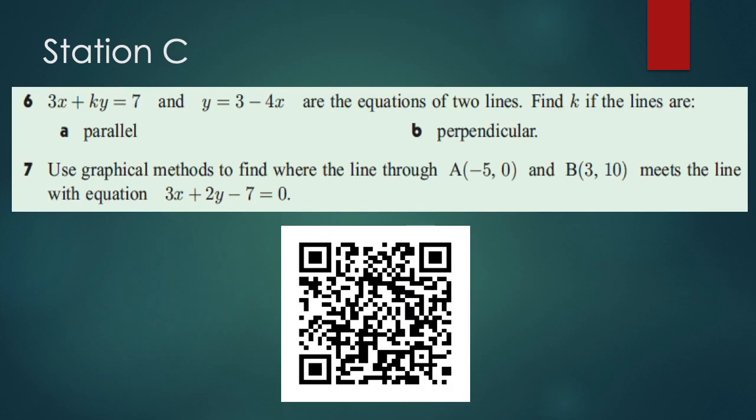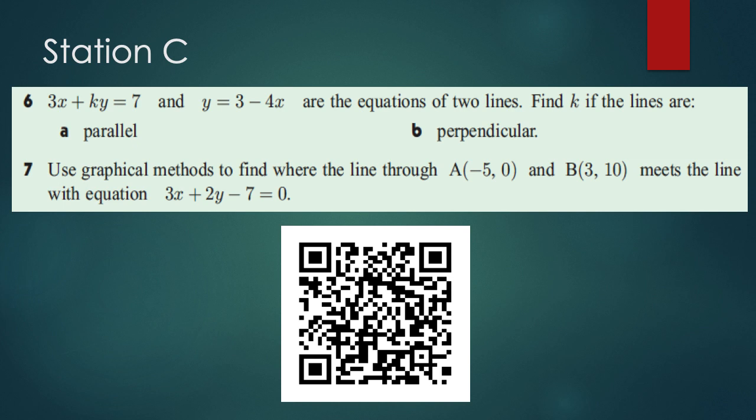All right, station C, we've got 2 lines here, but one of them has a variable k. So find k if the lines are parallel, or find k if the lines are perpendicular. Well, the first thing I want to do for number 6 is recognize that it's written as 3 minus 4x. I might flip that around to be negative 4x plus 3. And then I might go ahead and move some things around on the 3x plus ky.